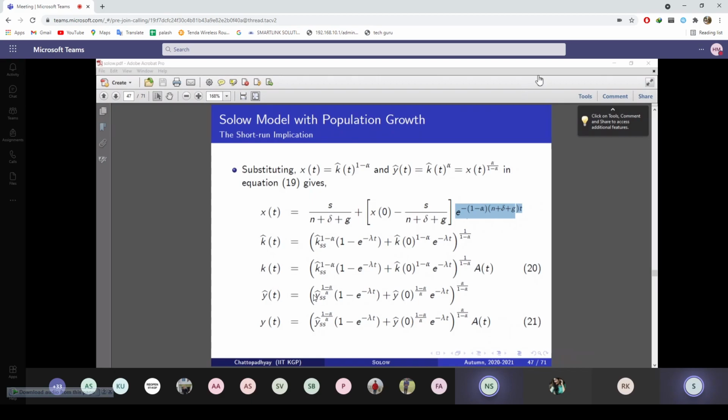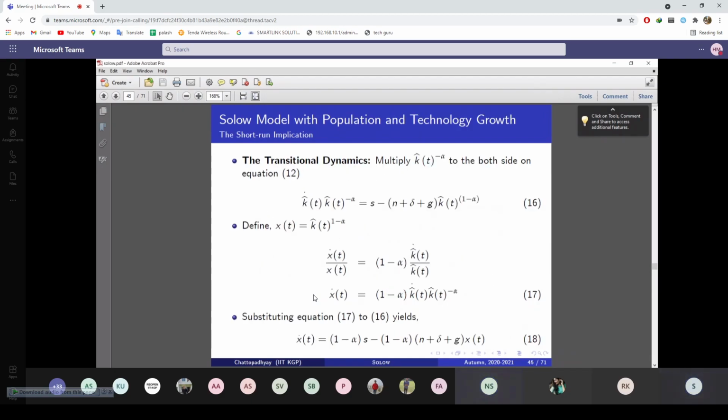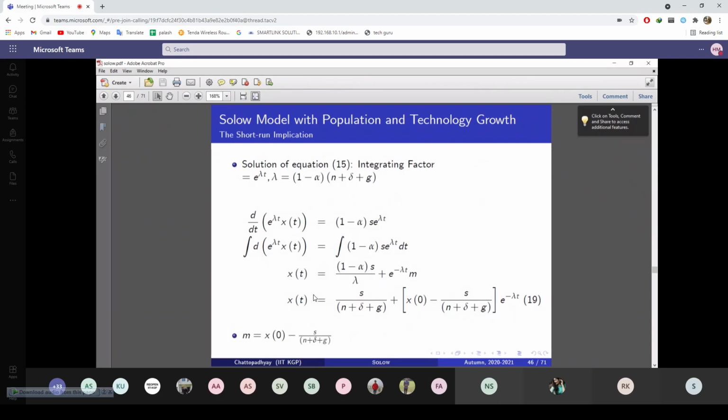Standard Bernoulli differential equation. So once you get this equation number 18, equation number 18 is the standard Bernoulli with the integrating factor e to the power 1 minus alpha times n plus delta plus g.